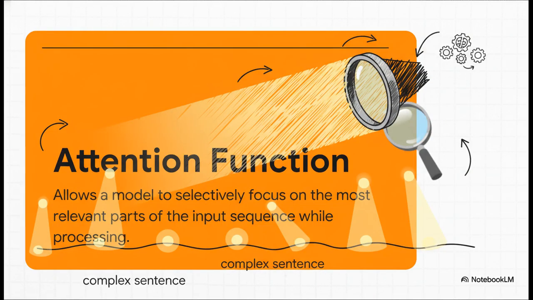The best way to think about it is like a spotlight. Imagine a long, complicated sentence is a dark stage. The attention mechanism lets the AI shine a bright spotlight on just the most important words for that specific moment, giving them more weight, more attention.